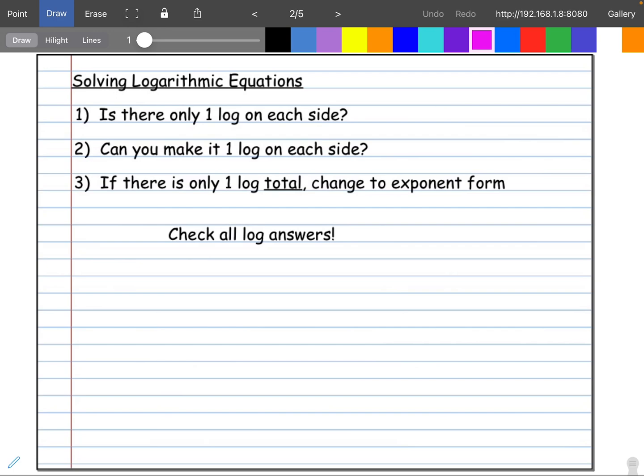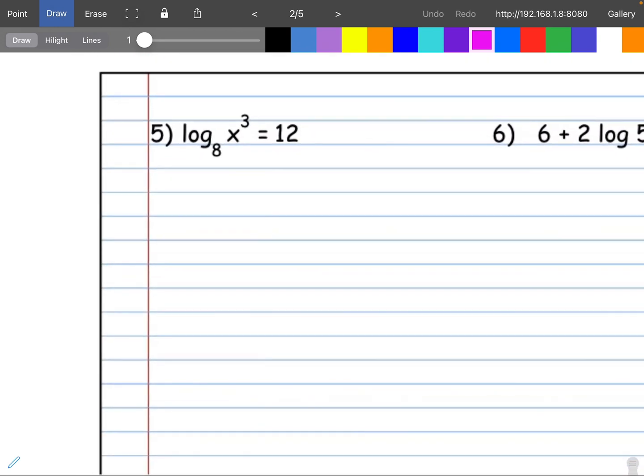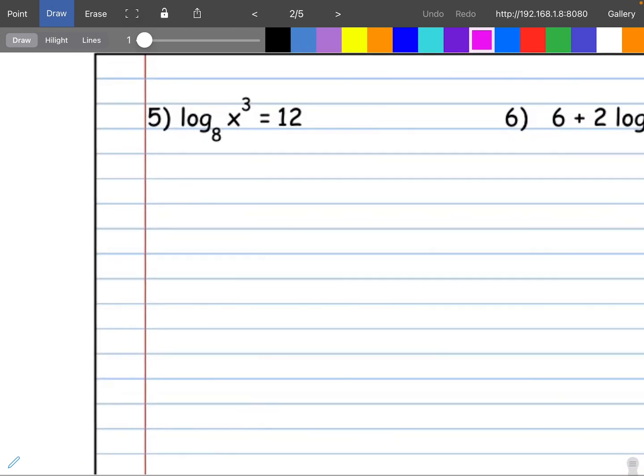So that's kind of what we're looking for. Those are going to be the main forms that we're going to see these equations in. Now, some of them can get a little bit more complicated than others, but we're going to walk through quite a few of these. All right, so our first one, number 5.